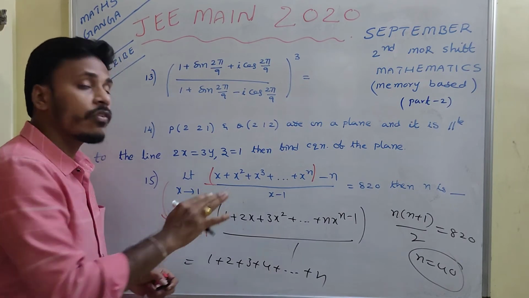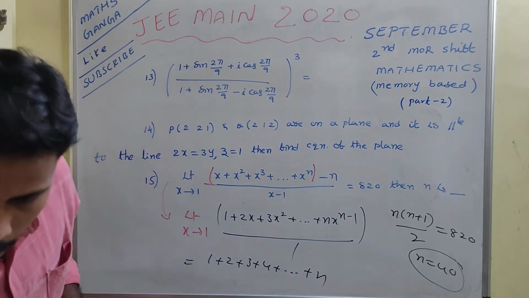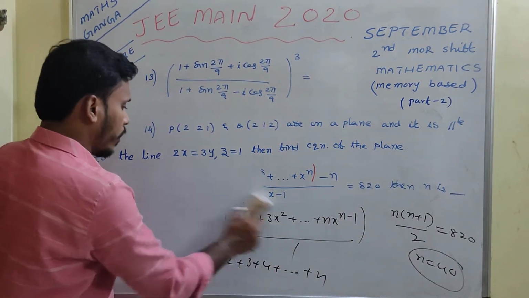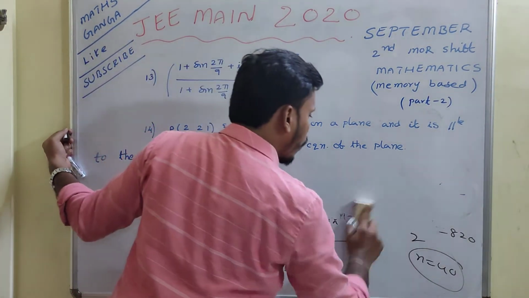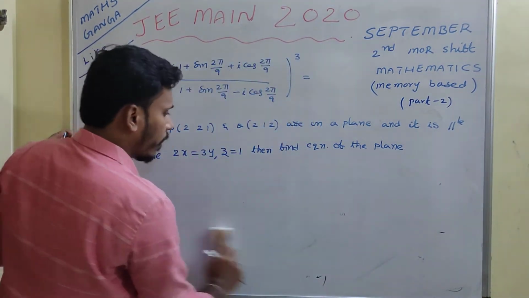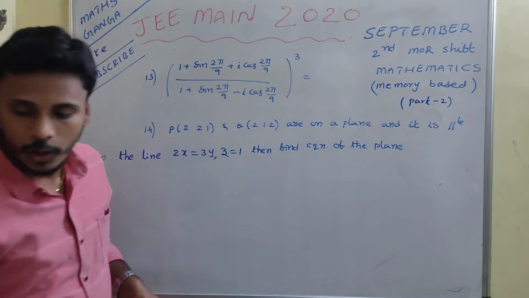There ends this 15th problem. Now let's look at the 14th one. The 14th question is from 3-dimensional geometry. The problem is about finding the equation of a plane.